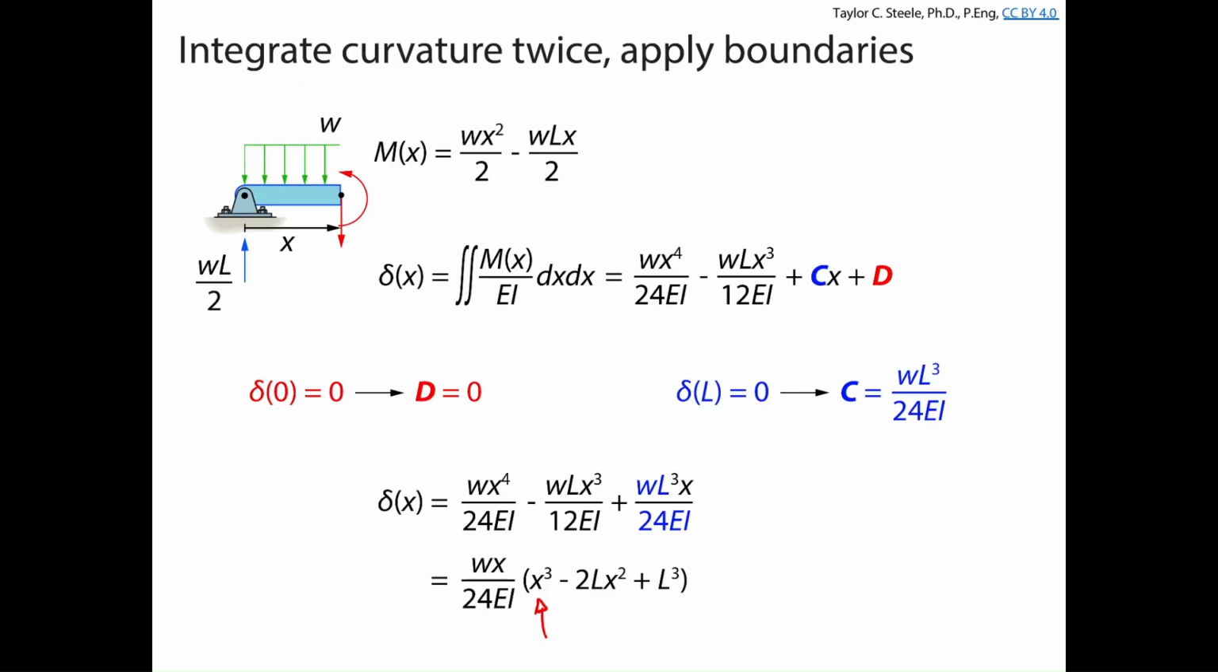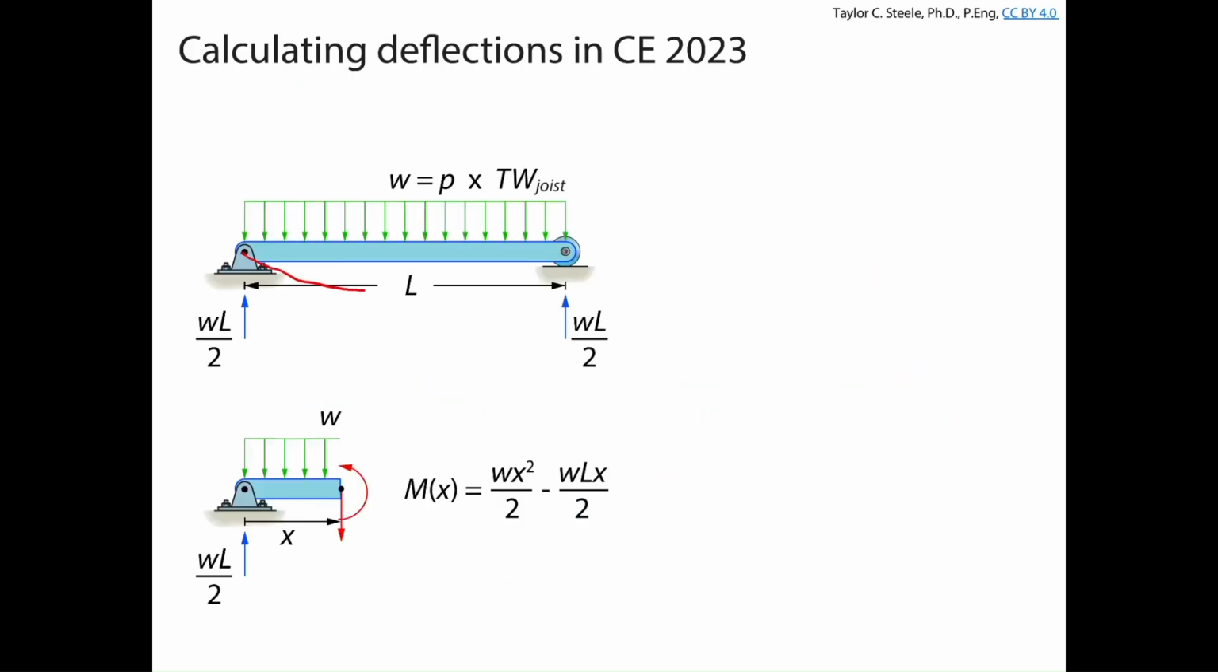Where's the maximum deflection on a beam that's uniformly loaded and has simple supports at the left and right-hand side? Where's the max deflection going to be? At L over 2, right? It's a symmetrically loaded beam, so the deflected shape is going to look something like this, and my maximum value of deflection is going to be at L over 2.